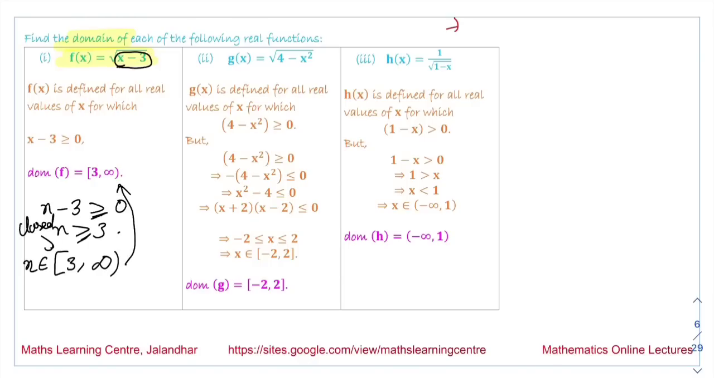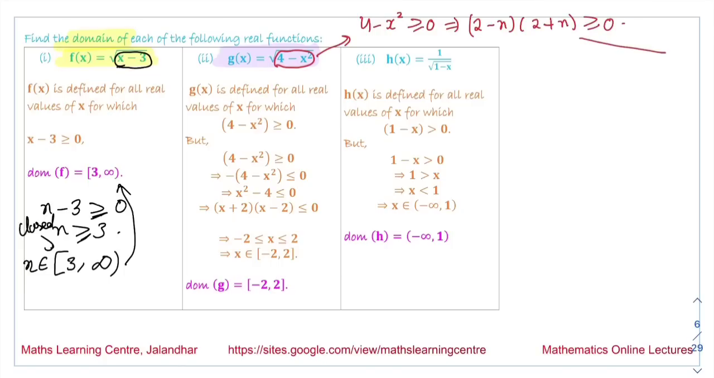Next is g of x is equal to square root of 4 minus x square. We have to calculate the values of x for which this is defined. So again 4 minus x square should be greater than or equal to 0. This gives us that 2 minus x into 2 plus x should be greater than or equal to 0.